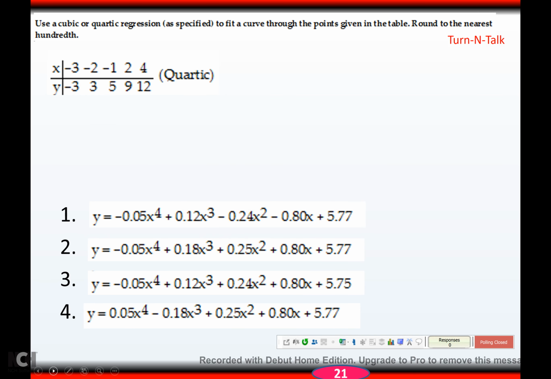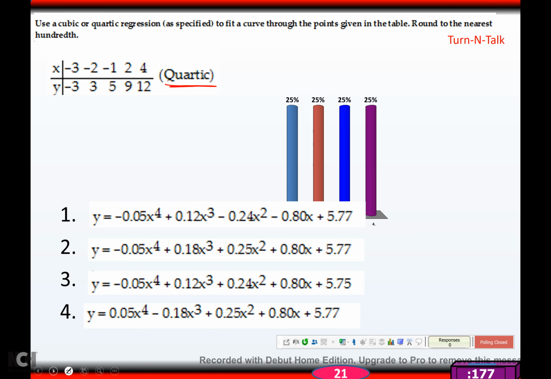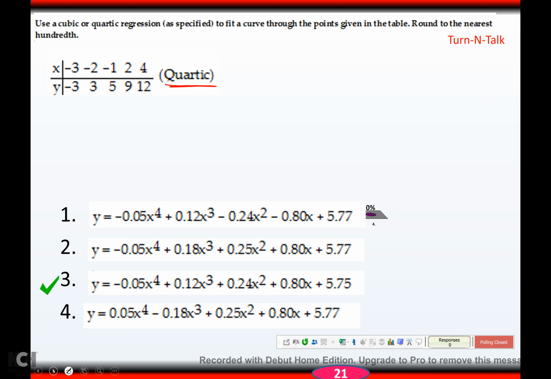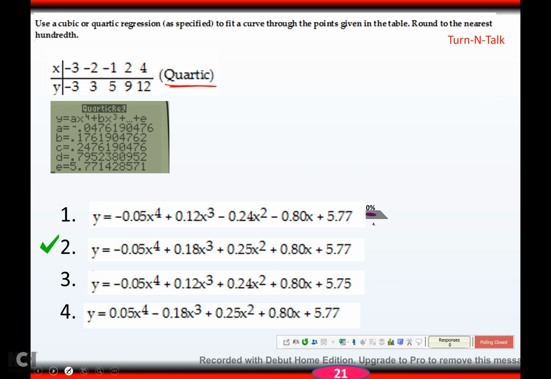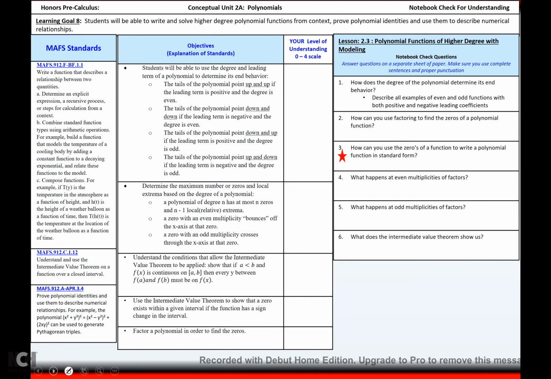Alright, this one now they want quartic regression, so be careful. Quartic, you're going to have to go down to, I think it's the one under cubic. Yeah, it goes cubic and then quartic. Alright, and again, then you'll get an A, B, C, D, and E. Plug in A, B, and they cut it off, but it's Ax to the 4th, Bx cubed, Cx squared, Dx to the 1st, plus E. Okay, and there's your equation.